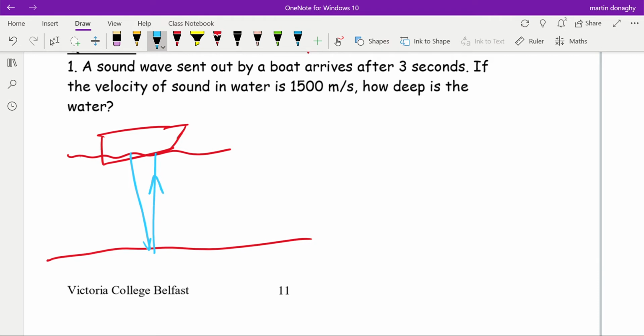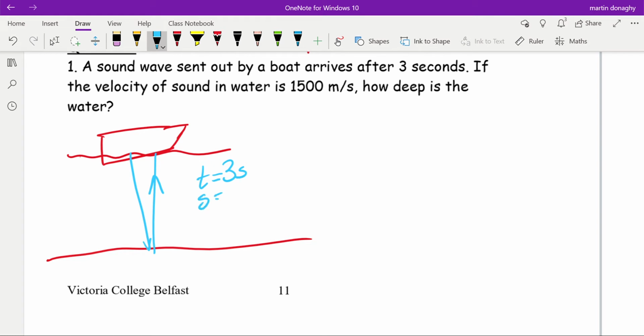and goes back up again. It's reflected off the bottom of the ocean there. This is how boats can get an idea of how deep the ocean is, but it's also how they hunt for schools of fish as well, and submarines if needs be. So the time for that to get down to the bottom and back again is 3 seconds.